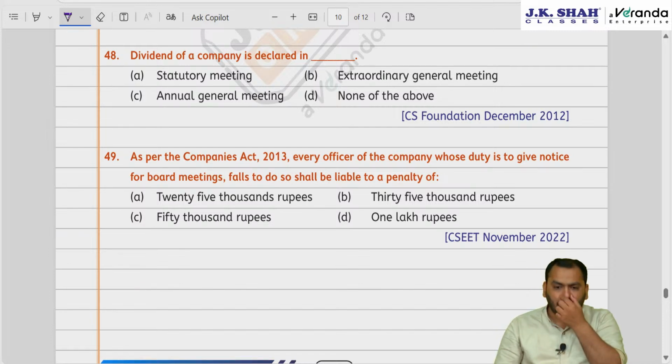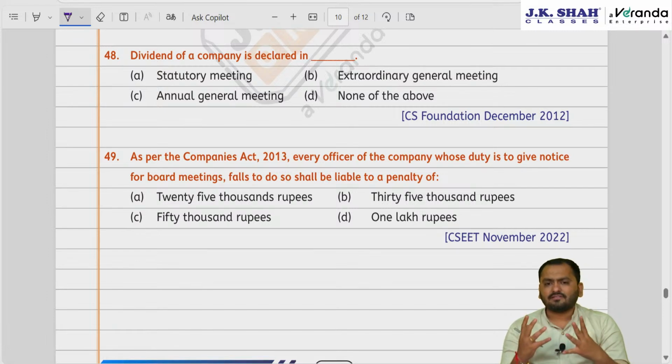Yes, you know what? Dividend is recommended by the board but declared by the shareholders. Who recommends in the meeting the amount of dividend which is proposed to be declared? So it is recommended by the board.